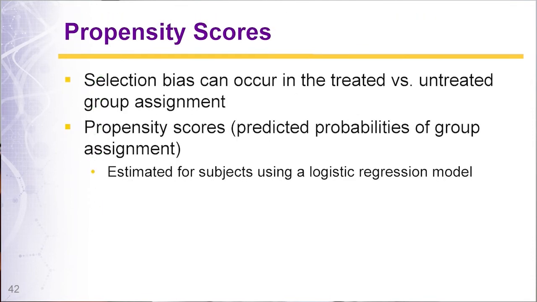Finally, in order to mitigate the potential selection bias that can occur in the treated versus untreated group assignment in the primary efficacy comparisons, propensity score, or the predicted probabilities of group assignment, will be estimated for subjects using a logistic regression model with baseline demographic and clinical variables as predictors of group assignment. Propensity scores will be grouped into quartiles and used in analyses as a nominal classification covariate.